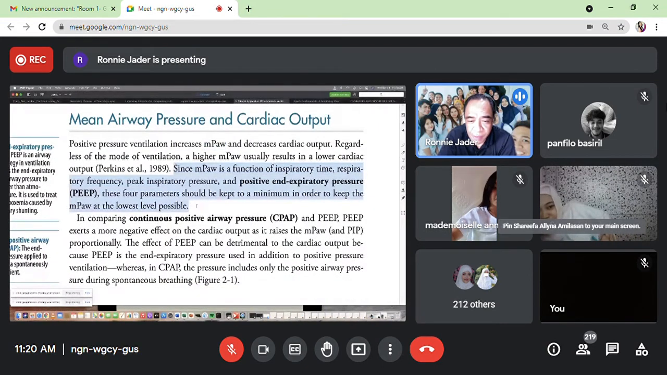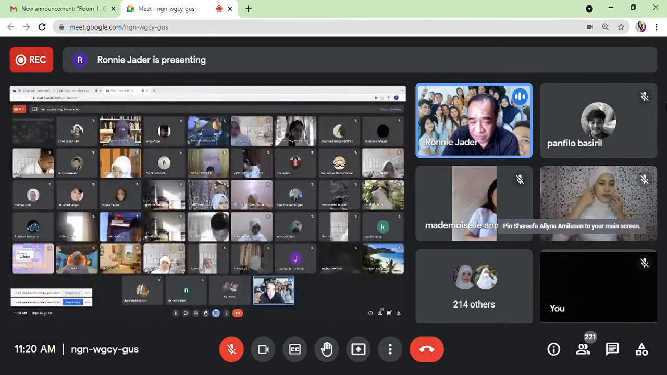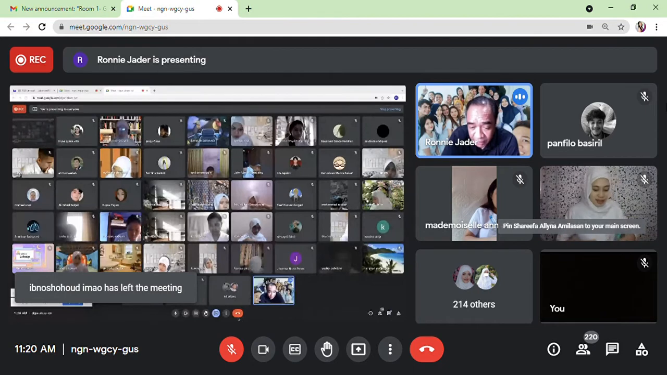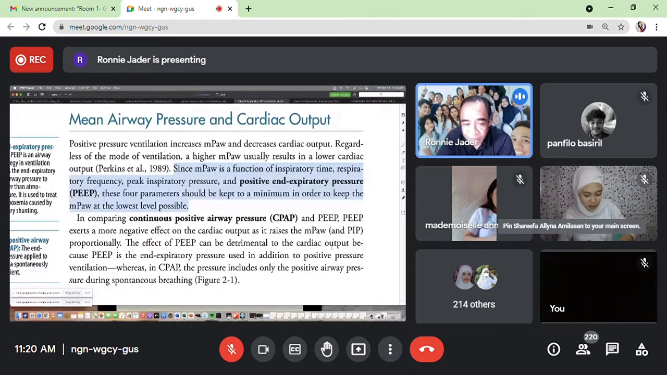So ano yung mga pwedeng magpataas ng mean airway pressure? Since mean airway pressure is a function of inspiratory time, respiratory frequency, peak inspiratory pressure, and PEEP, these 4 parameters should be kept to a minimum. So, 4 ang pwedeng magpataas ng ating mean airway pressure. Inspiratory time, respiratory frequency, number 3, peak inspiratory pressure, and lastly, naka-bold yan, PEEP.